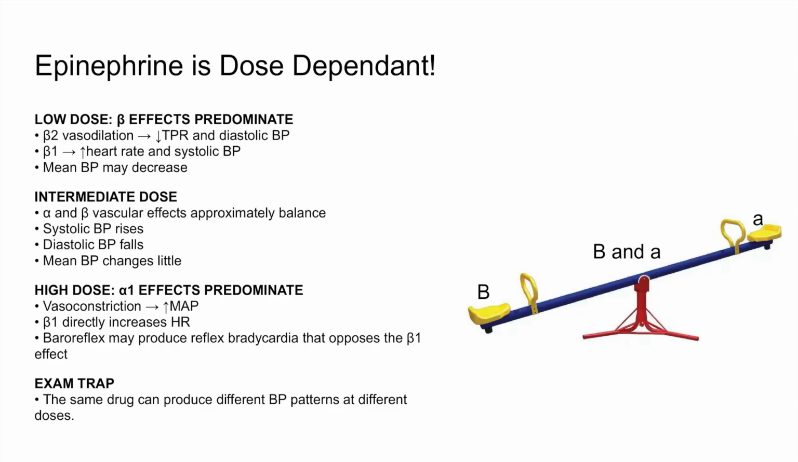As the dose rises, alpha 1 vasoconstriction becomes increasingly important and begins to counteract beta 2 vasodilation. At high concentration, widespread vasoconstriction raises systemic vascular resistance and mean arterial pressure, and beta 1 stimulation is still trying to accelerate the heart, but the rise in arterial pressure activates the baroreceptor reflex and increases vagal output, thus decreasing heart rate. So the observed heart rate reflects competition between direct beta 1 tachycardia and reflex bradycardia. So a useful way to approach exam questions is to remember that systolic pressure largely follows cardiac output, whereas diastolic pressure largely follows systemic vascular resistance.